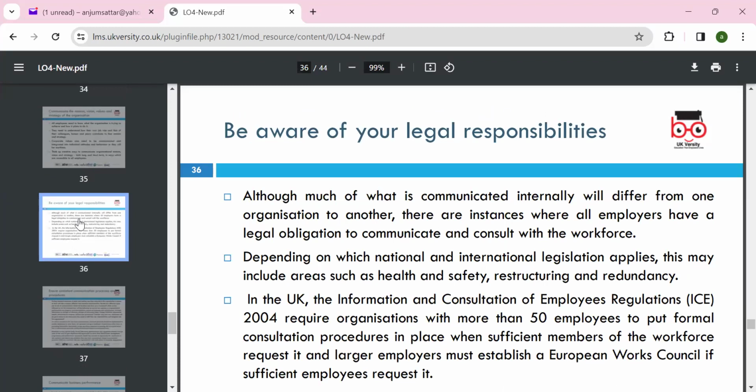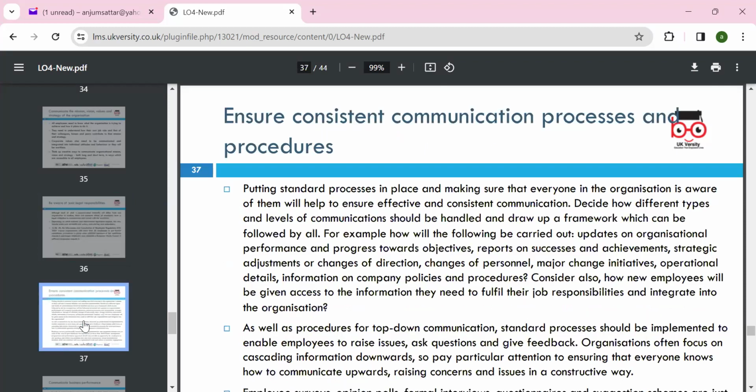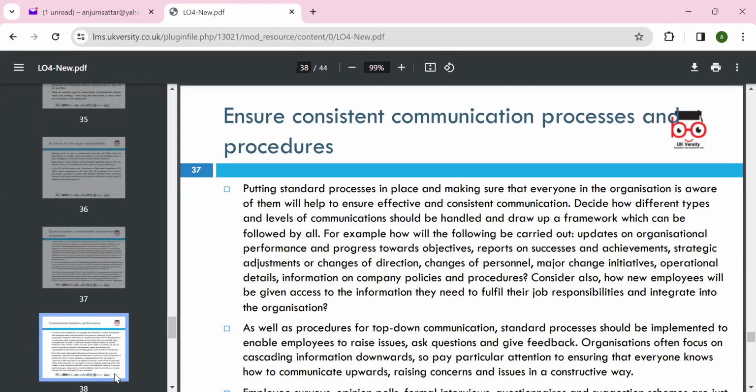Be aware of the legal responsibilities, although much of what is communicated internally will differ between organizations. For instance, an employer has a legal obligation to communicate and consult with the workforce. Consultation implies a relationship. We have to think about the legislation, such as the European Works Council. You have to listen to them and take their views on board. Ensure consistent communication processes and procedures are in place. That's why nowadays there is the Undercover Boss, where the CEO of the company goes to the workplace in disguise to understand where the gaps are and better understand the operational, strategic and departmental levels, so we can communicate accordingly.